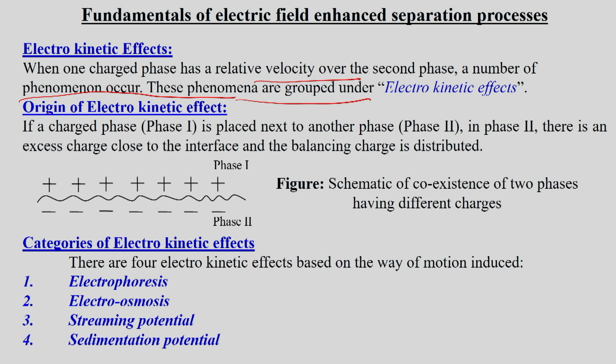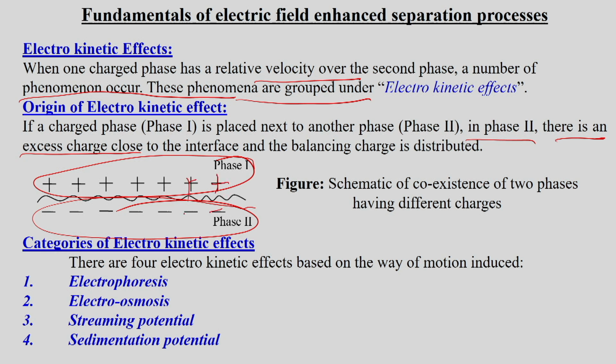So, for that we discussed about the origin of the electrokinetic effects, like if a charged phase, suppose this phase 1, is placed next to another phase, this phase 2, then there is an excess charge close to the interface, and the balancing charge is distributed like this, plus and minus. And then we have discussed about the categories of the electrokinetic effects like electrophoresis, electroosmosis, streaming potential, then sedimentation potential.